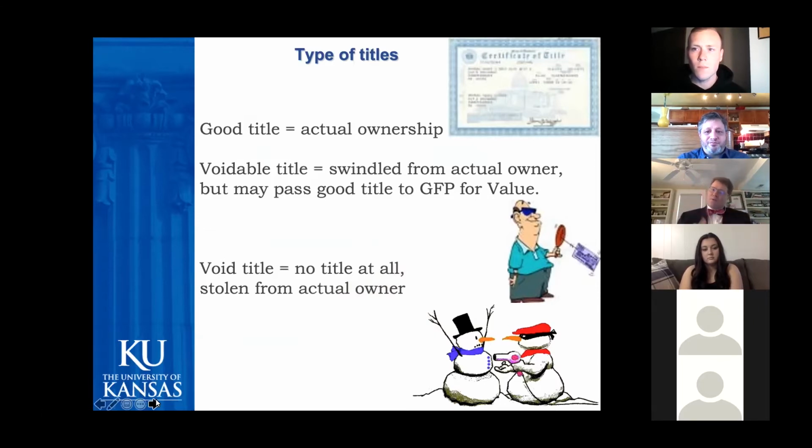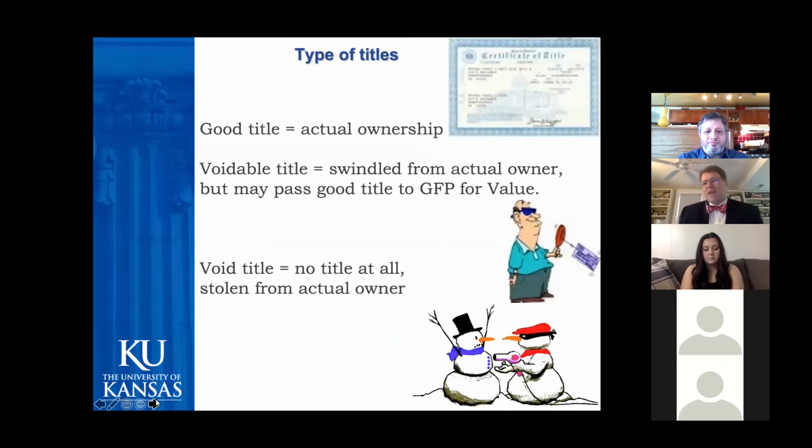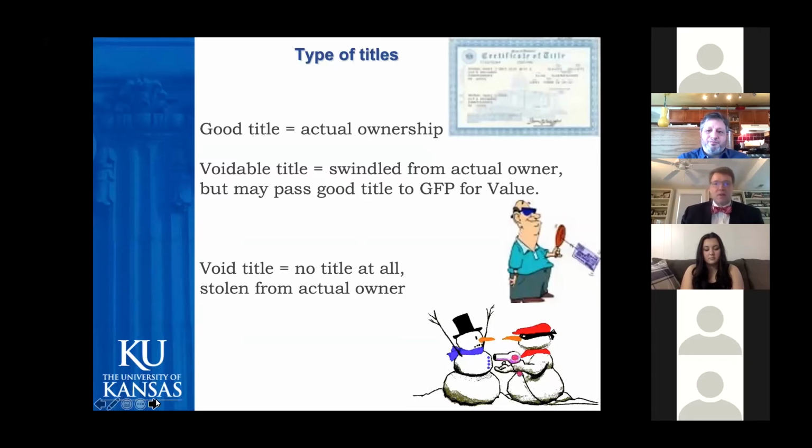Void title, flipping all the way to the bottom, is a bit of an oxymoron, but it means I'm in possession of a good, but I don't actually own it, right? That's void title. So if you went out and put a gun to someone's head and said, hey, give me your wallet, you'd be in possession of that wallet and you'd have void title. So you would not have legal ownership of it, even though you were in possession of it.